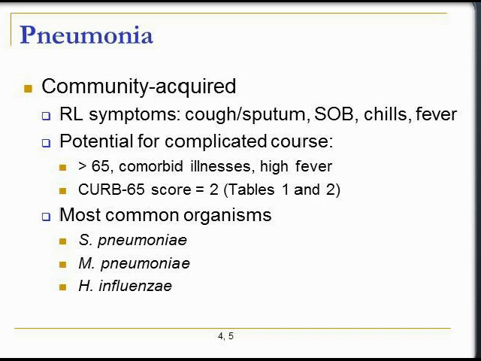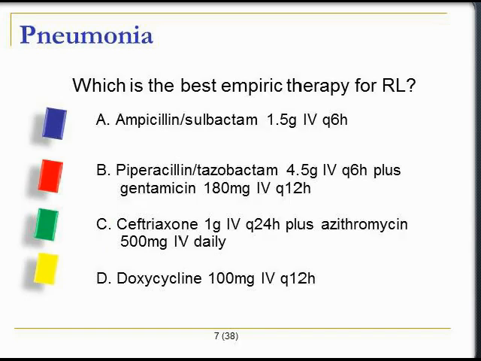Most common organisms with CAP are Strep pneumoniae, Mycoplasma pneumoniae, and H. influenzae. So what is the best empiric therapy for RL?